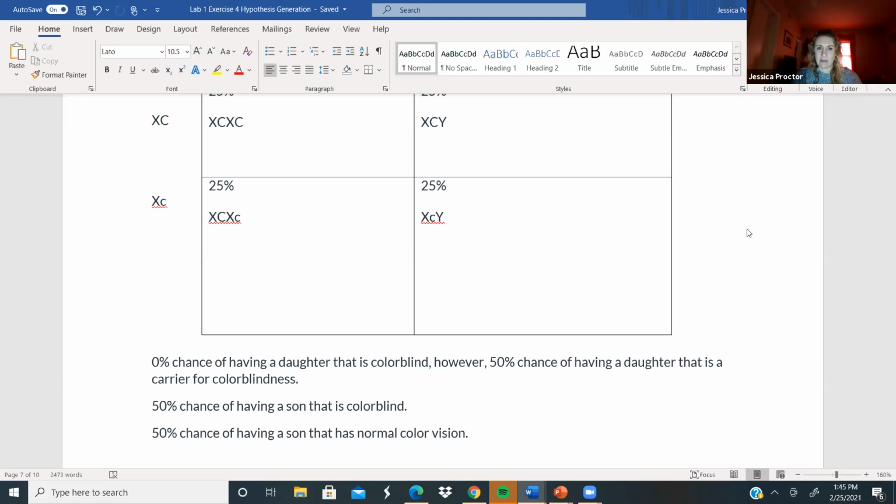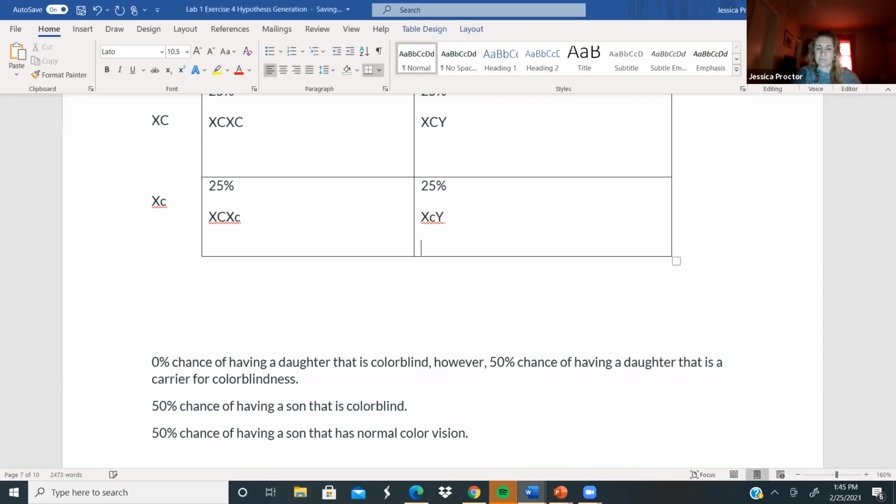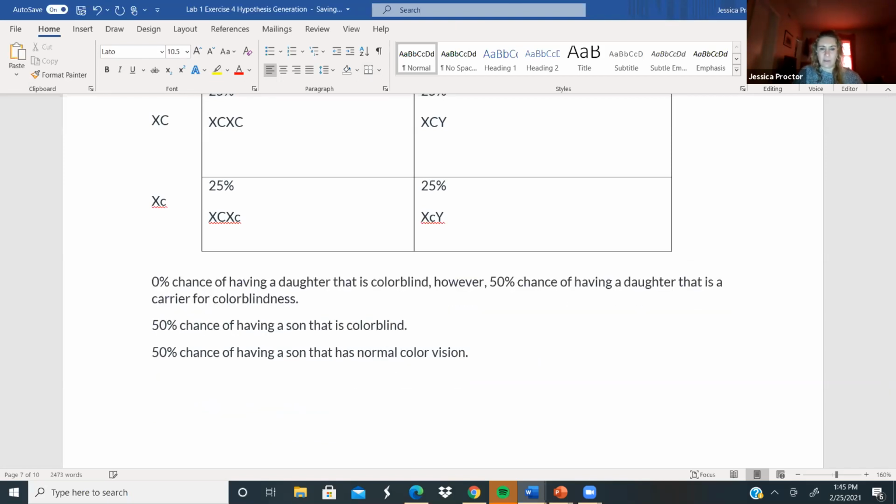All right, how are we feeling on the sex-linked Punnett squares? Do we want one more example of the sex-linked? Yeah, let's do one more example with the sex-linked, because these are a little bit trickier. I know you guys can handle it though.